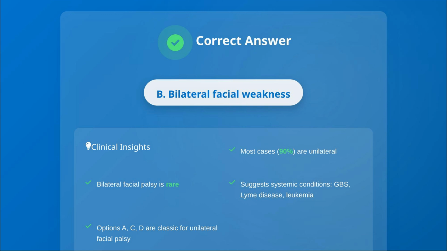Bilateral facial weakness. Most cases of facial palsy in children, over 90%, are unilateral. Bilateral facial weakness is rare and should raise suspicion for systemic conditions such as Guillain-Barré syndrome, Lyme disease, or leukemia. The other symptoms listed are classic manifestations of unilateral facial nerve palsy.